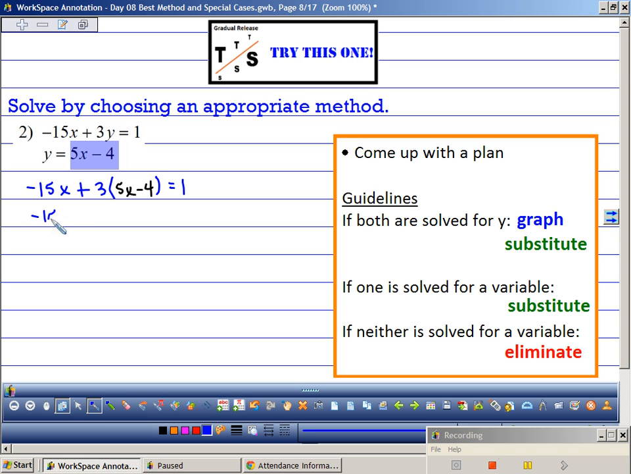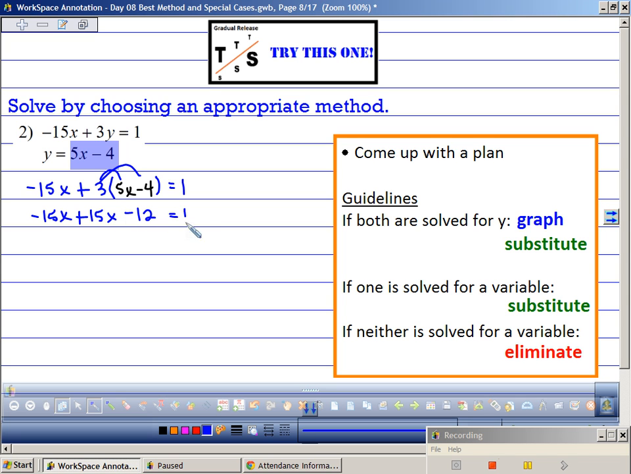Then simplify, I get negative 15x. If I distribute, I get positive 15x minus 12 equals 1. Don't these make 0 pairs? Let's cancel each other out. Then I get negative 12 equals 1. Does that make sense? No. No sense means no solution.